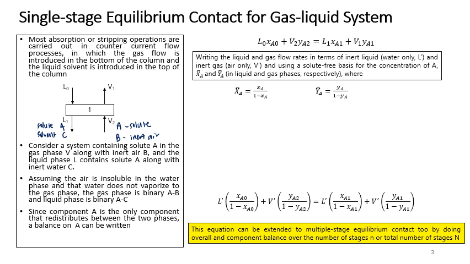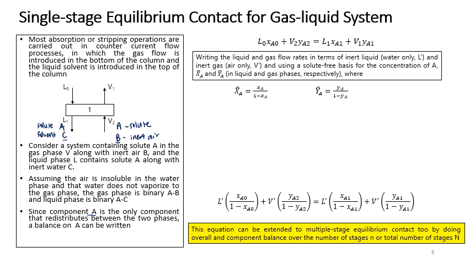Sometimes your inlet liquid solvent may contain some of the solute A, especially for recycled solvent. But in this case, let's assume that the solute A only exists in the outlet liquid phase. So let's assume that air is insoluble in water and that water does not vaporize into the gas phase. So the gas phase is a binary AB system and the liquid phase is a binary AC system. Meaning that in this system, component A is the only component that redistributes between the two phases. So only component A moves from the gas phase to the liquid phase, but component B, the inert air, does not go to the liquid phase, and component C from the liquid phase does not go to the gas phase. So we can write a component balance on A.